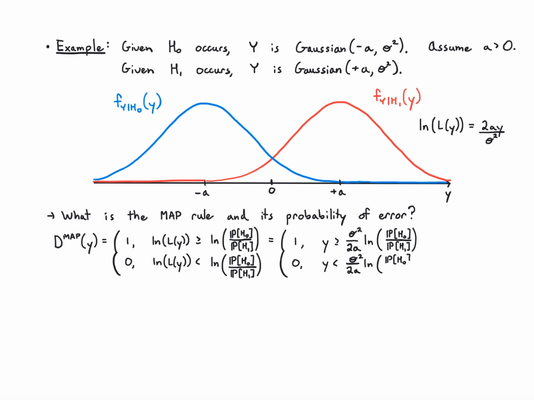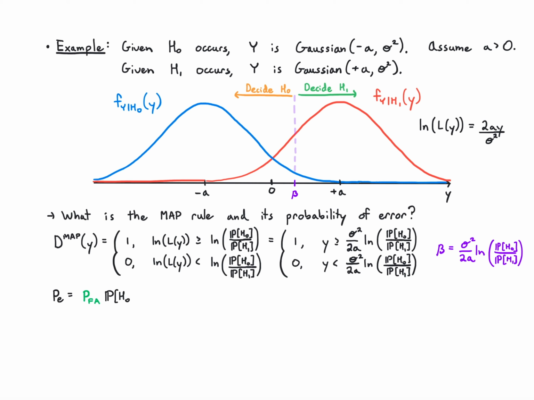All right, well, that's kind of a lot to drag around. So what we're going to do is just call this thing, temporarily, beta, which is sigma squared over 2a, log of probability of H0 over probability of H1. I'm just going to use this beta notation on this slide to make it a little easier for us to see. Let's say in this particular case, beta ends up being positive. So I'm going to decide 1 on the right side of beta and decide 0 on the left side of beta.